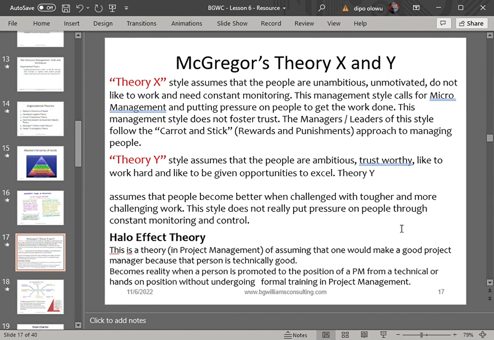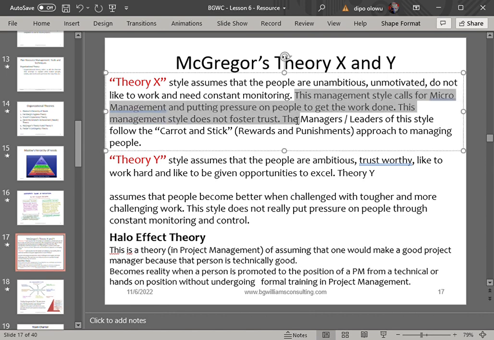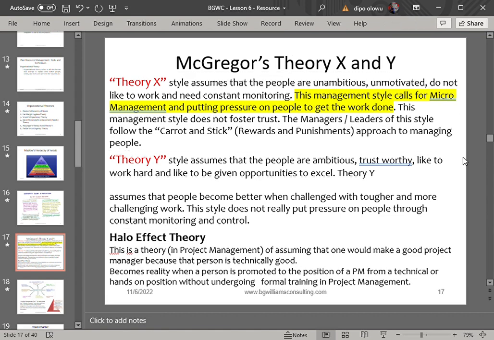McGregor is saying that you should constantly monitor them, which he refers to as the management style called micromanagement. People that are not motivated to work, that don't even like working: if you have them in your team and you want to get results from them, McGregor Theory X is saying micromanage them, put them under pressure to work, give them constant monitoring, constant mail, constant feedback. That is the best method of getting results from them.